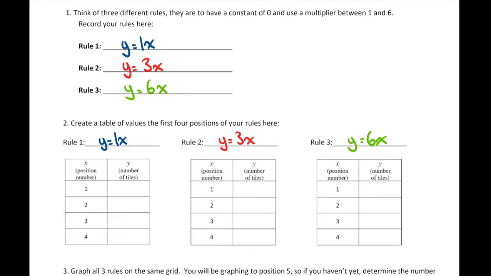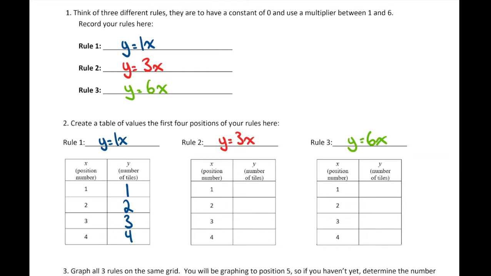So if we go back and fill the tables at position 1, 1x, or 1 times 1, means there's 1 tile. At position 2, our multiplier is 1, so that tells us that we increase by 1 to get to 2. At position 3, we have 3 tiles, and at position 4, we have 4.